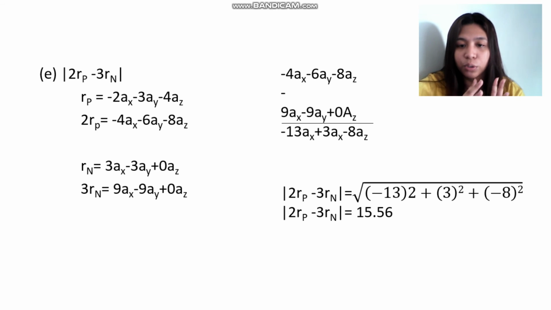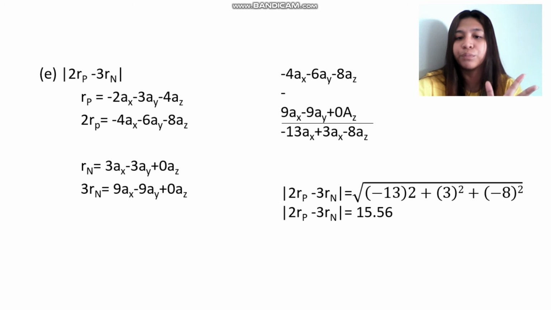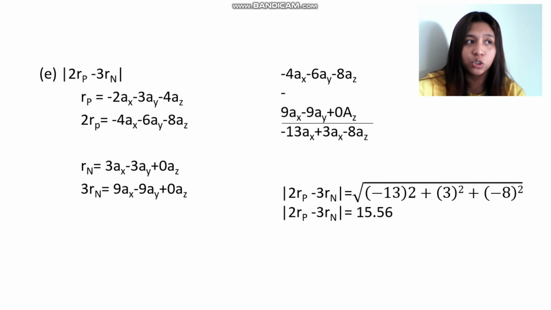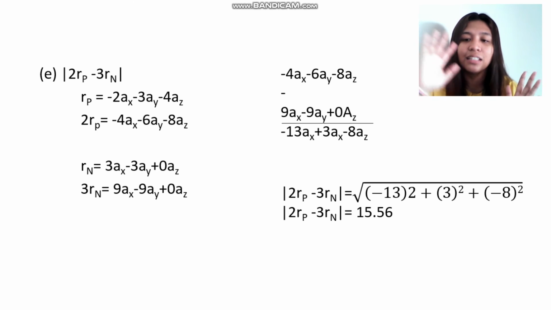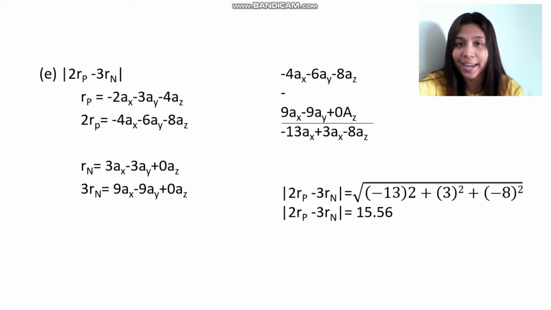And to get the absolute value, kailangan lang natin ulit gamitin yung magnitude. Absolute value is the magnitude. So, gagamitin lang ulit natin yung square root of x squared plus y squared plus z squared, which is negative 13 squared plus 3 squared plus negative 8 squared. Kaya nag-derive tayo dun sa answer na 15.56.